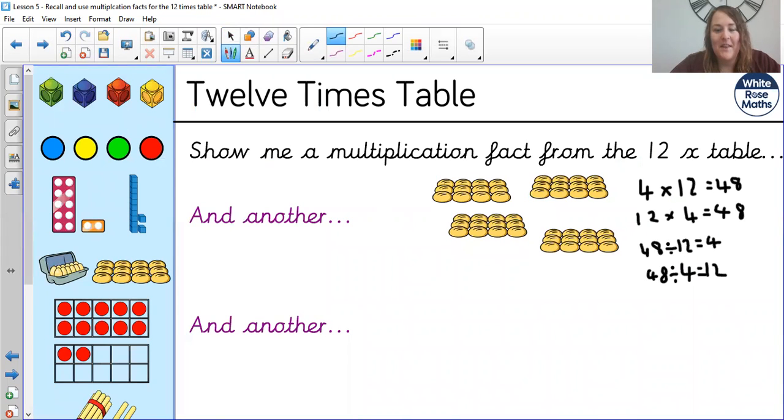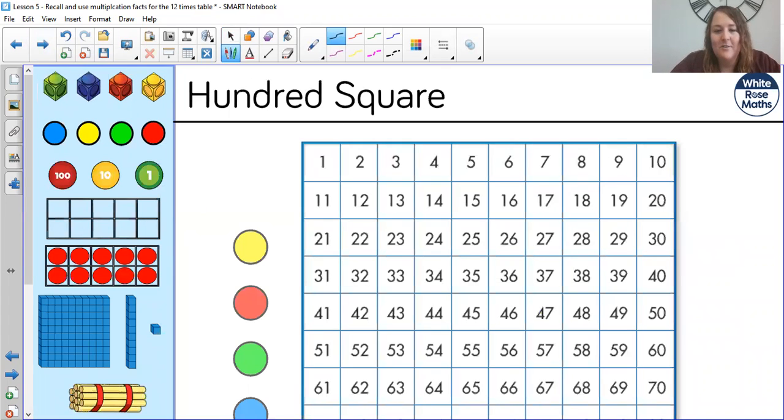Okay, well done for having a go at that. I'm sure your pictures are great, and like I've said before, you don't have to just do the pictures that I have at the side. You could do any representation or any pictorial version as long as it shows 12 of something. Okay. The 100 square then, let's just remind ourselves of how we work out those 12 times table.